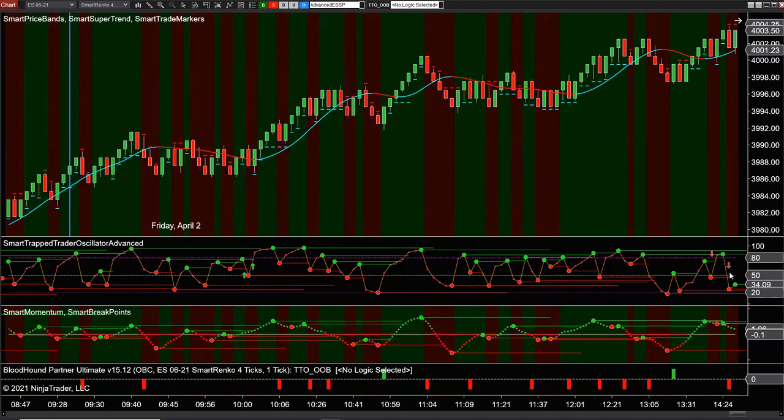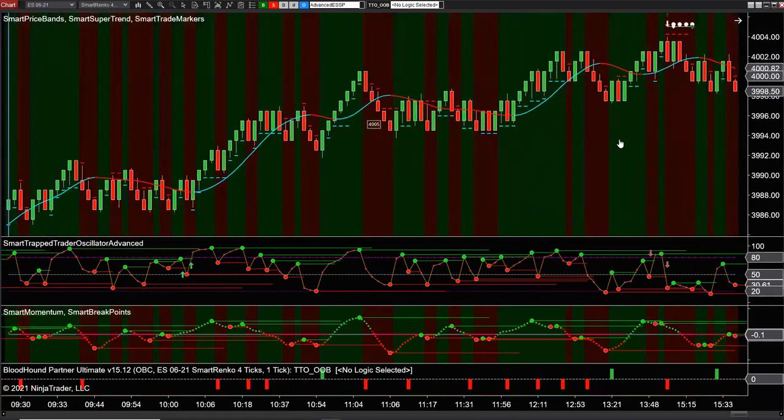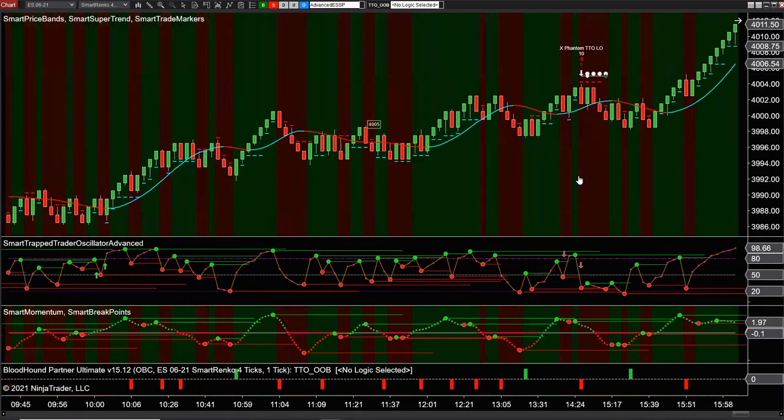an X Phantom, which is simply Trap Trader Oscillator being over our purple line here. Okay, it's over the purple line, it's overvalued, and then it comes down through this red smart break point. This is called a lead out to the downside. So we have a TTOX Phantom, and we're getting a very strong reading that immediate order flow is to the downside. So that would have been an entry. So we would sell that, and it went down a little bit, not a lot.